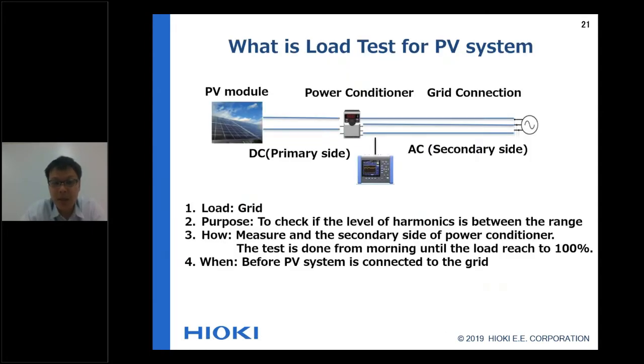Okay, next, I want to introduce the fatigue load test for PV system. So the diagram is the same as the last application, and the load also is the grid. So what's the purpose? To check if the level of harmonics is within the range. How? Measure on the secondary side of the power conditioner. The test is done from monitoring until the load reaches 1%.